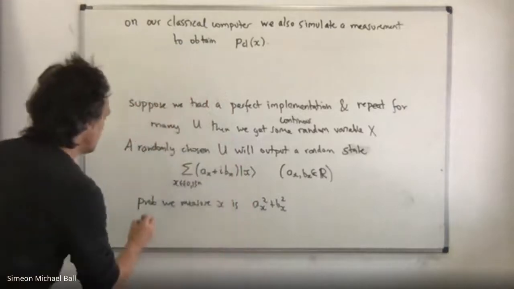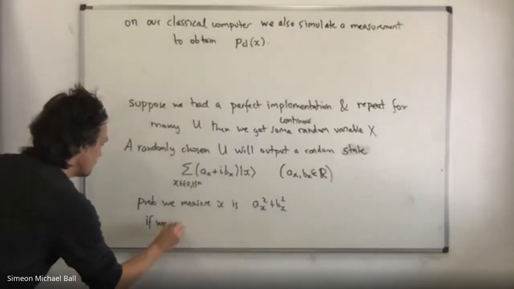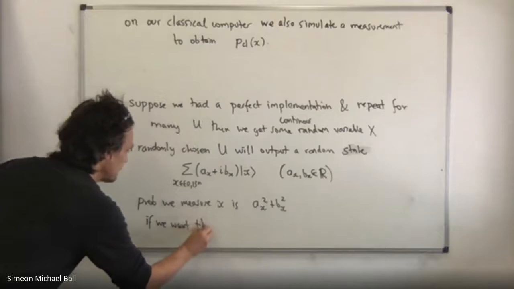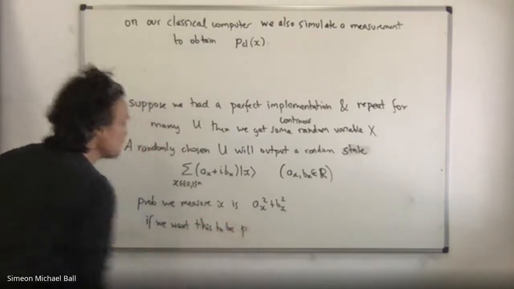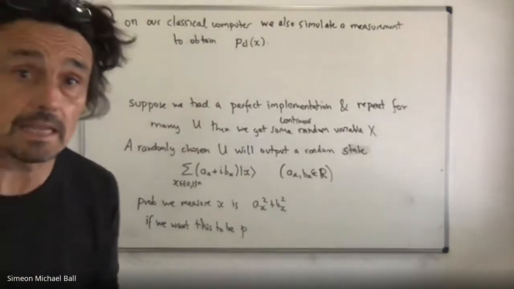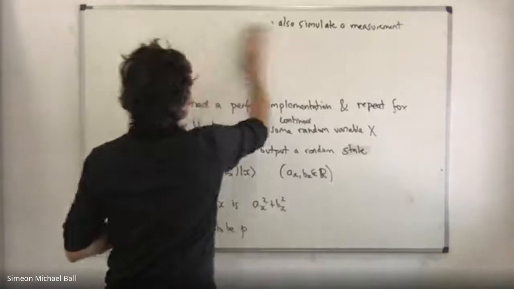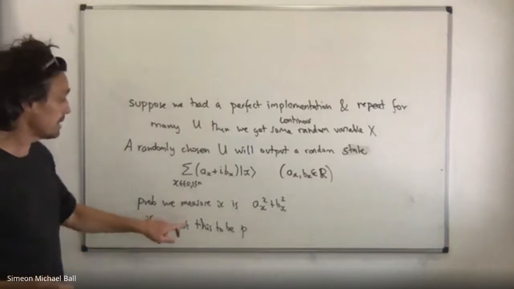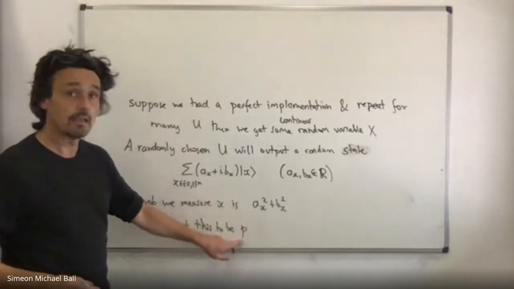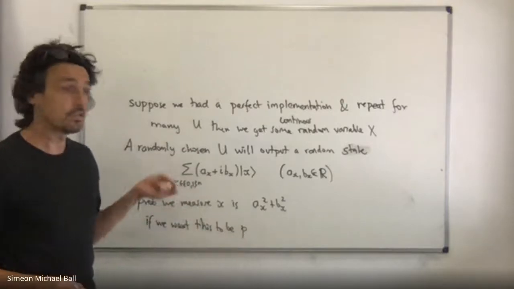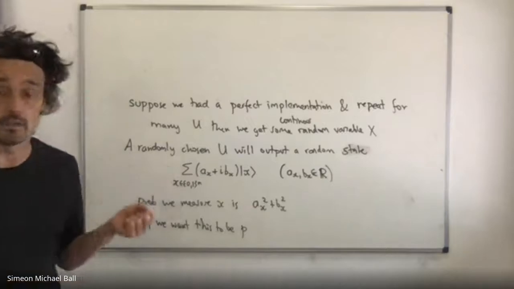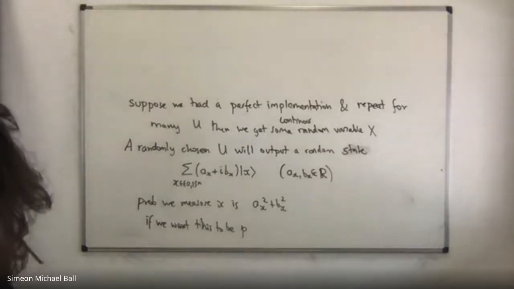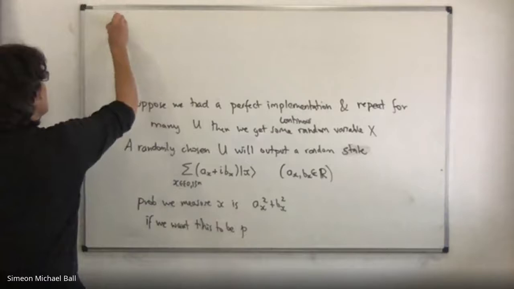So if you want to know the probability that this is equal to P, well, it wouldn't be unreasonable to try and count all the states for which this is equal to P and divide it by all the states, which are really the states where the sum of all the ax squared plus bx squared is equal to 1. Okay, so we can calculate it.